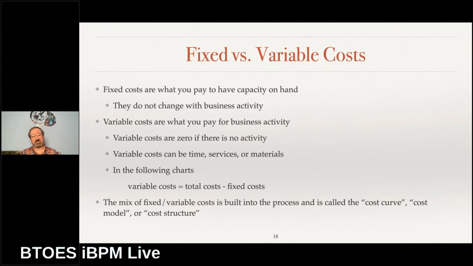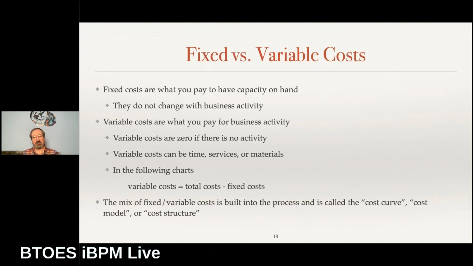This one gets interesting. This is the fixed variable cost. Fixed costs are what you pay to have capacity on hand. Whether you use it or not, you pay the same amount. So that's the cost of having a factory, or the cost of having an IT system that automates the process. They don't change with business activity. Variable costs are what you pay for business activity.